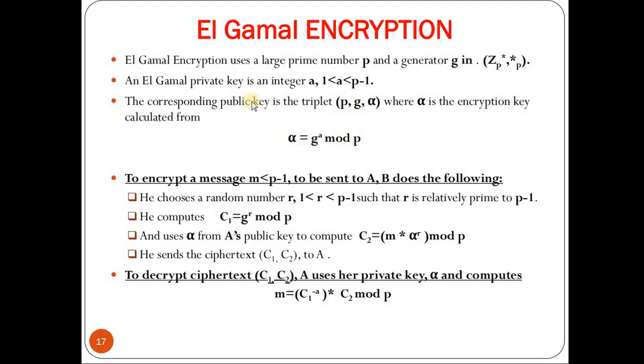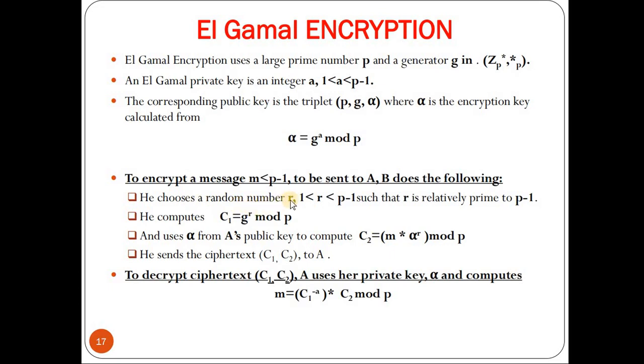So your private key is nothing but a random number chosen within the range 1 to p minus 1, and your public key is the triplet p, g and alpha. Alpha is nothing but g to the power a mod p. To encrypt a message m less than p minus 1, you need to keep in mind that your message should always be less than p minus 1. To be sent to A, B does the following. Now B wants to send the message to A. Let's see what B does.